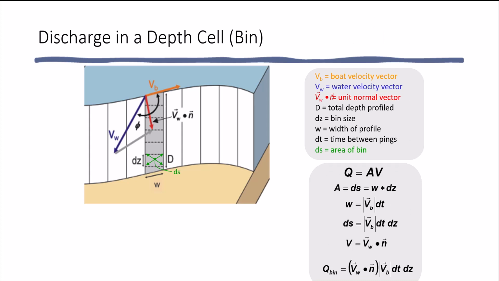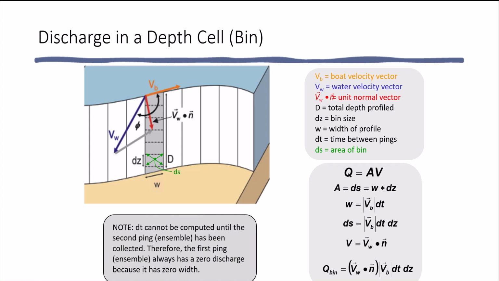Note, this equation contains dt, which is the time between pings. dt cannot be computed until the second ensemble has been collected and a difference can be computed. Therefore, the first ensemble always has a zero discharge because it has a zero width.